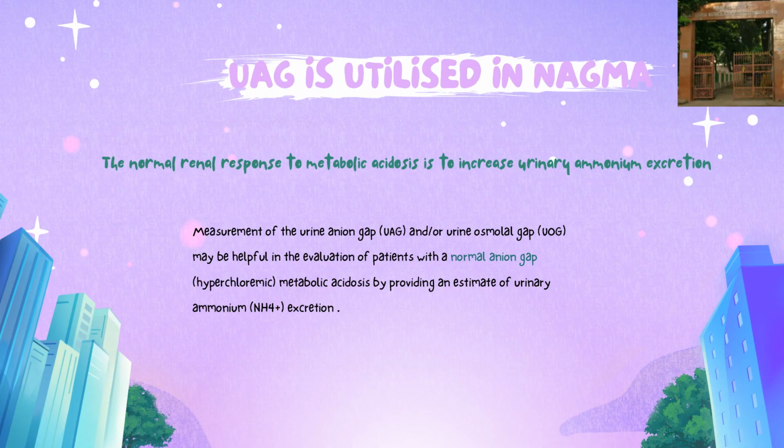by surrogate. Now, measurement of urinary anion gap or the urinary osmolar gap, which is a better reflection of all types of ammonium excretion, is helpful in evaluating a patient with normal anion gap metabolic acidosis. Because that will give us an idea about the amount of ammonium excretion, which is the amount of acid excretion. We'll explore these concepts a bit further.